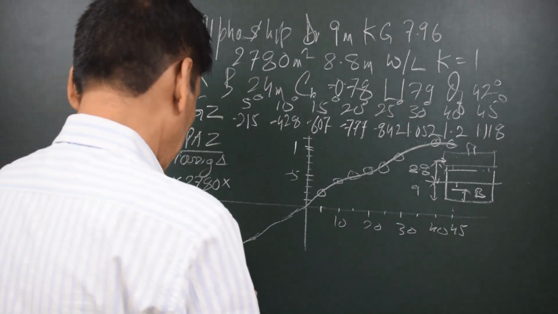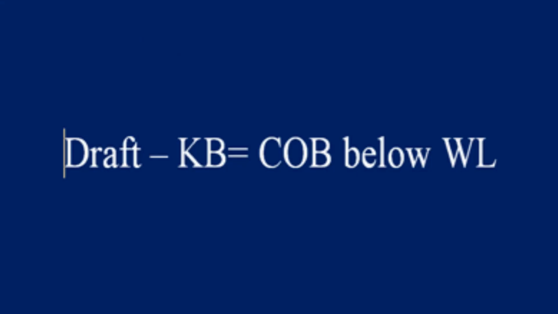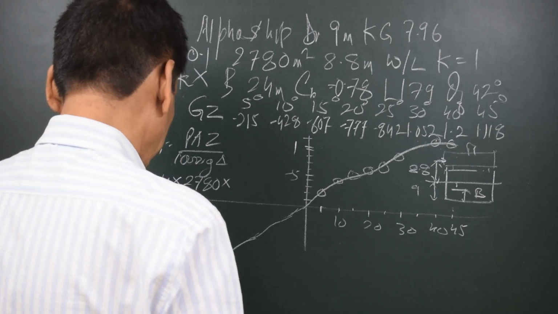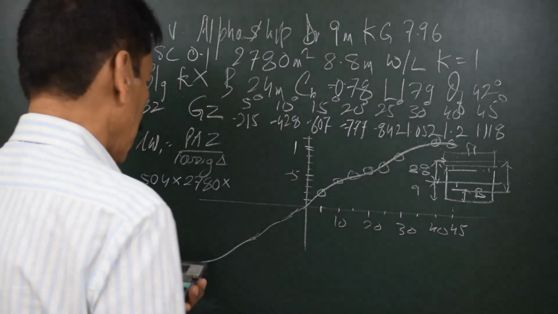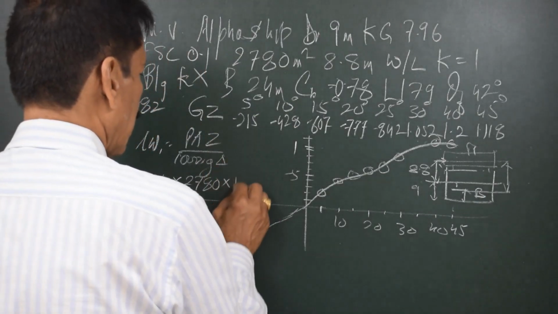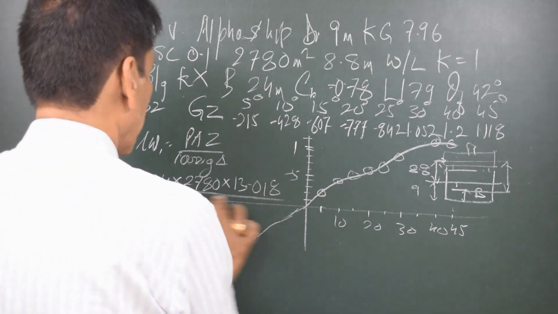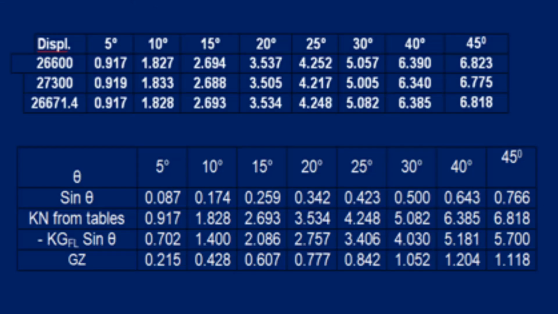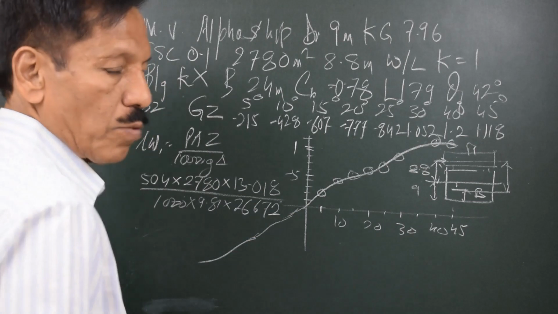So 9 minus 4.782 gives me 4.218, and 4.218 plus 8.8 gives me 13.018. That means from center of buoyancy till the center of windage, the distance is 13.018. So that is the value of Z. The value of G is 9.81, and displacement of the ship is 26,672. That is the displacement of the vessel.